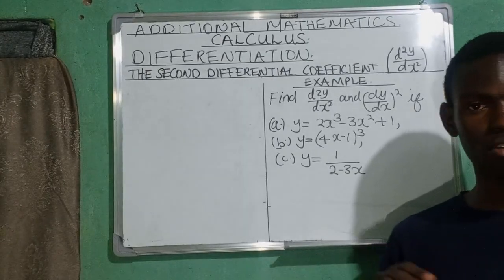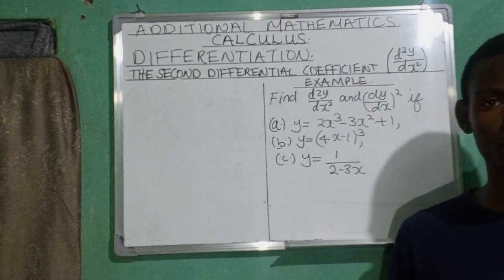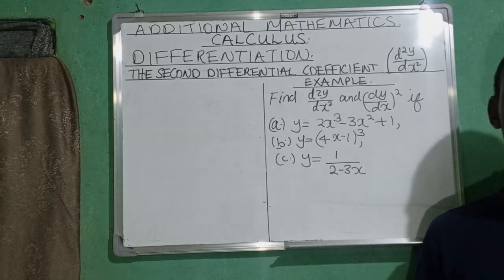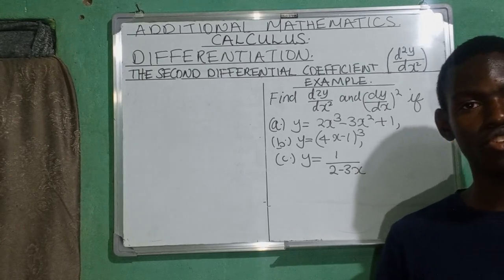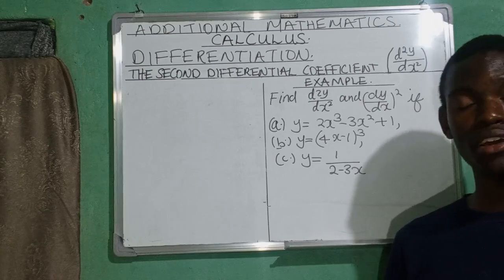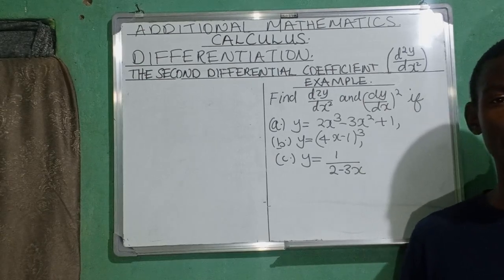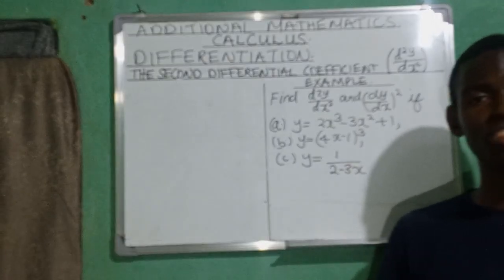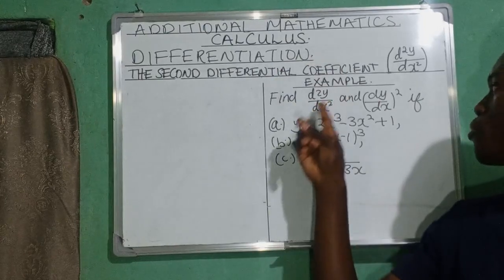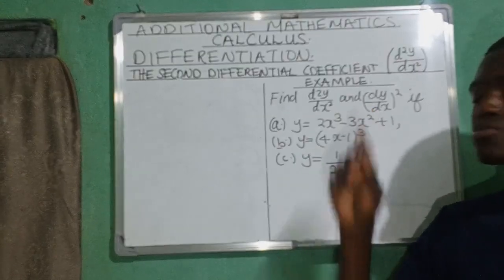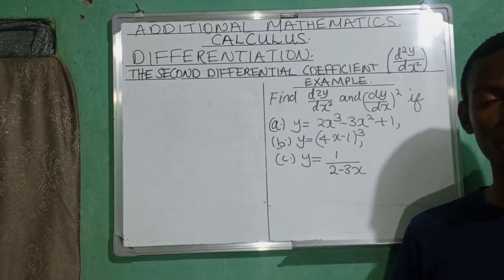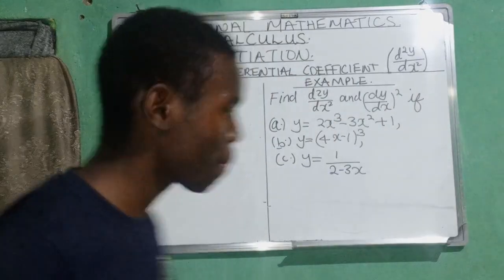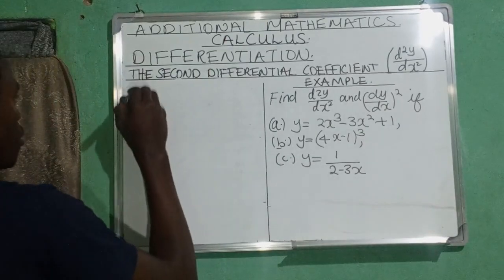Alright, we are continuing on calculus differentiation. The subtopic is the second differential coefficient. So we are doing example questions B and C. The essence of this video is to practice examples B and C, where we'll find d2y/dx2, which is the second derivative, and then we're also going to find (dy/dx) squared, proving that d2y/dx2 is not equal to (dy/dx) squared. They do not give the same answer, they give different answers. So let us get on with the video for B.